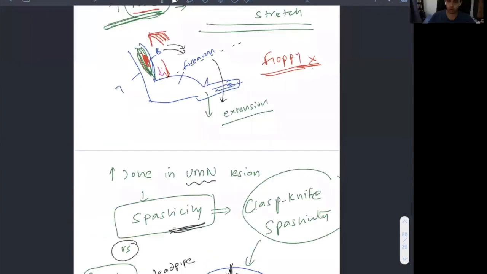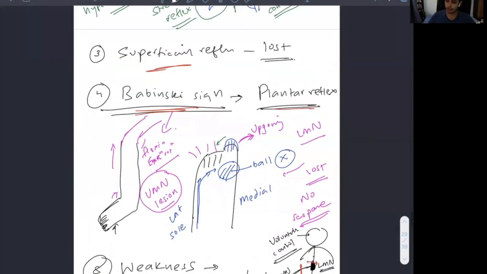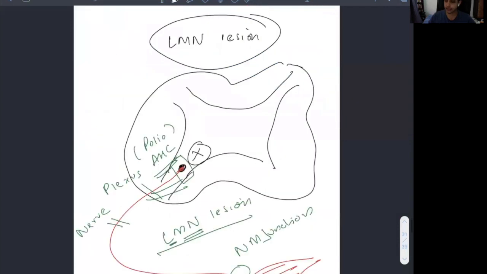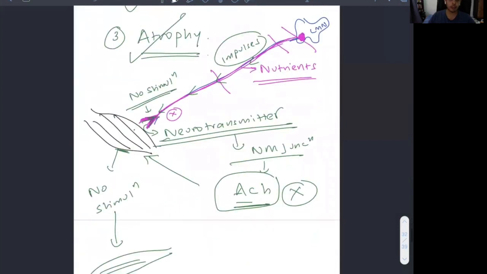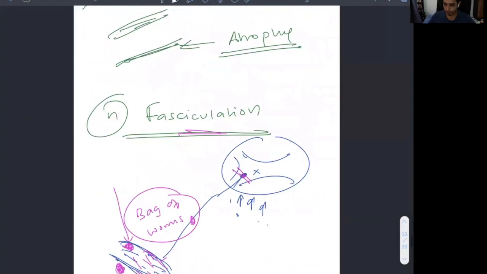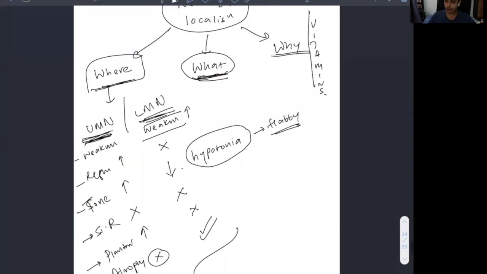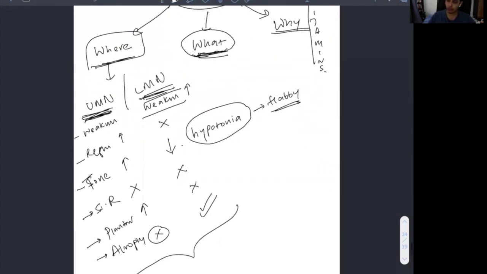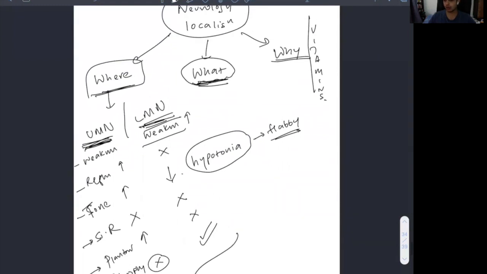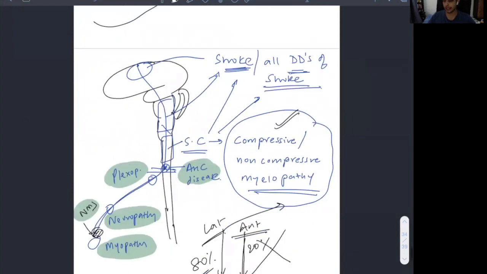We spoke about tone, spasticity, brisk reflexes, weakness, and we spoke about atrophy and fasciculations. Okay. And again, we spoke about how to localize this, how to find out what is the lesion, and then finally, why is the lesion? That is the etiology of the lesion.